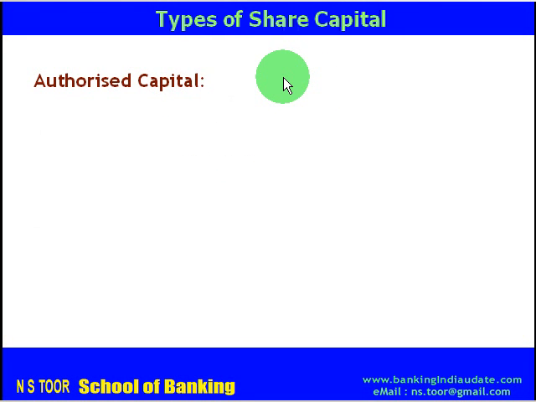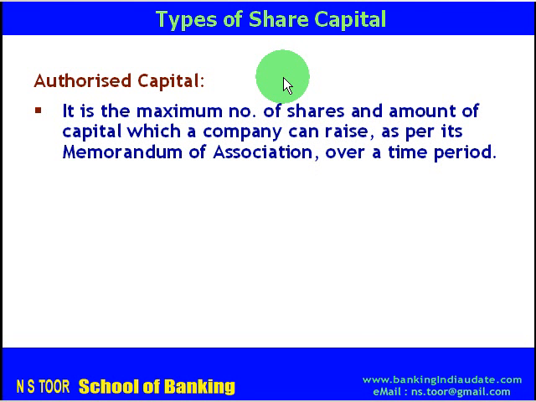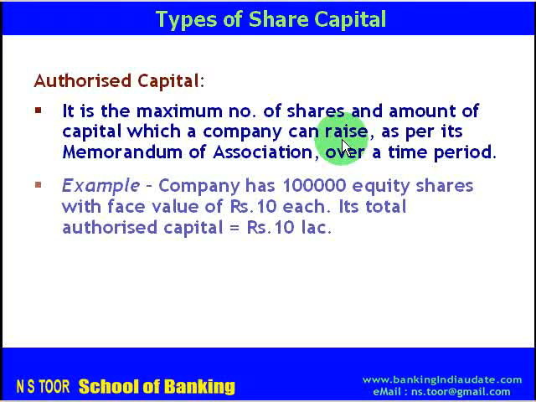So first of all, authorized capital. Authorized capital is the maximum number of shares and amount of capital which a company can raise as per its memorandum of association over a time period. So every company has a memorandum of association, a basic document. According to this document, a company can raise capital, and the maximum number of shares and maximum amount of capital which a company can raise is called authorized capital.